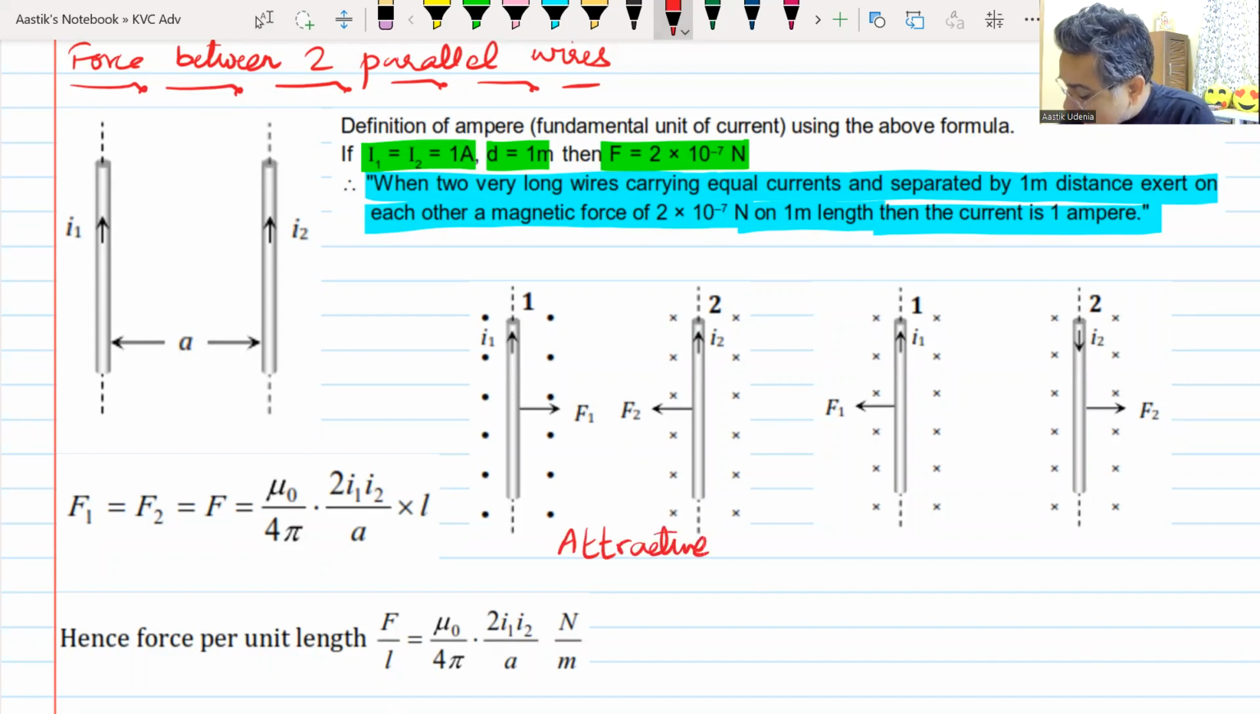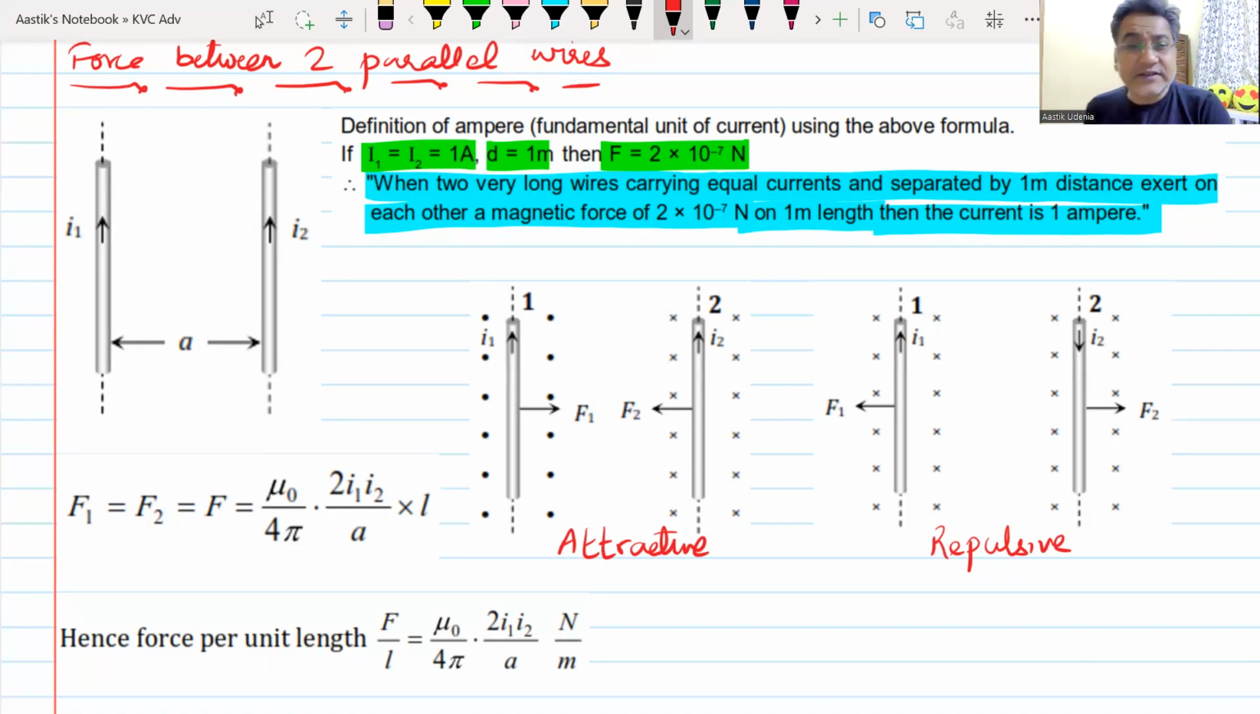If they carry current in the opposite direction, the force is going to be repulsive. You can easily find it out. I will leave that task to you. So this is the force between two parallel wires. Per unit length, the force is mu naught I1 I2 by 2 pi a.